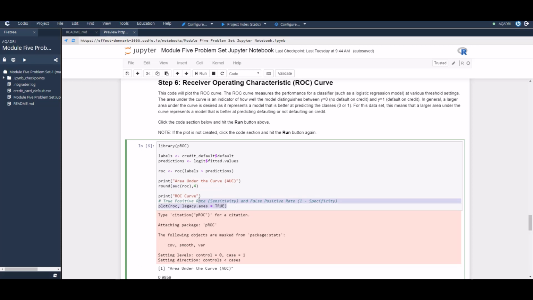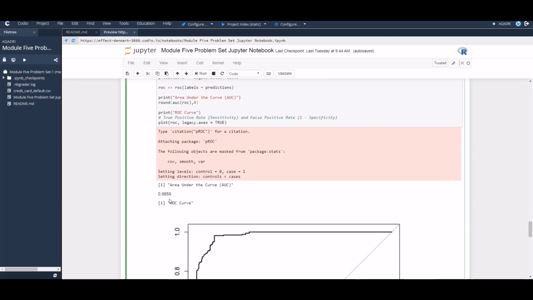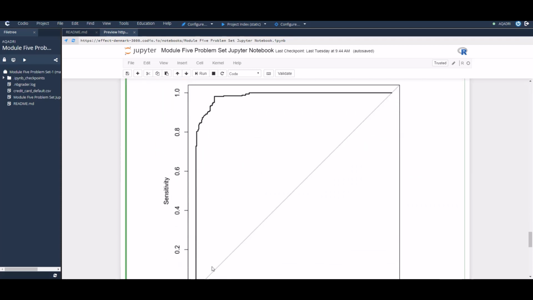Okay, and then we can plot the ROC. So that's how simple this is. We get our curve, we get the area under the curve. So when we run it, we get something like that. First of all, see, this model actually is doing pretty good.